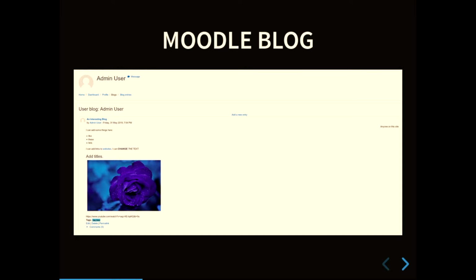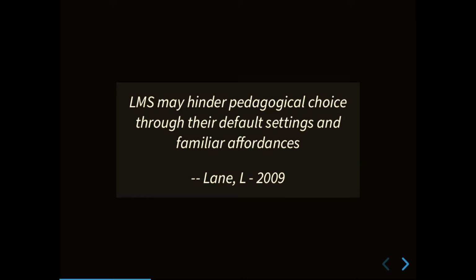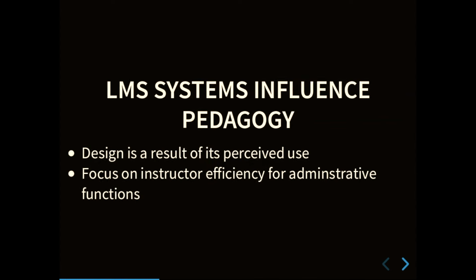WordPress, for example, is one of the largest or most popular content management system and blogging systems in the world, and we wanted them to have almost a digital literacy with that. So there's some problems with the blogging systems that are in Blackboard and Moodle. For example, the learning management system hinders pedagogical choice through their default settings and familial affordances. What we mean by that is that the design of an LMS is as a result of its perceived use. So the focus for an LMS is primarily on instructor efficiency for administrative functions. And we wanted to move to a system which the perceived use is blogging, so that it would actually facilitate what we want to do.